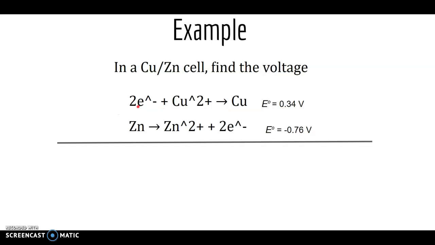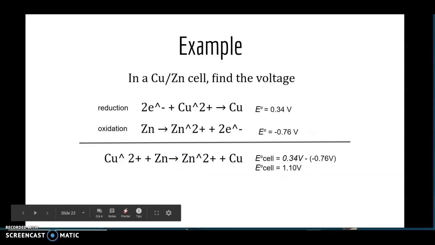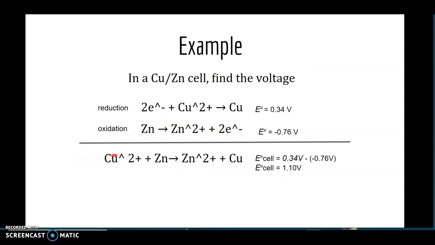On the table, we see that Cu again has an E0 value of 0.34 volts, and zinc has an E0 value of negative 0.76 volts. So again, we have to determine which one's oxidation and which one's reduction. We get that Cu is reduction and Zn is oxidation. And then we just use that, cancel out the two electrons, and get our full net equation.